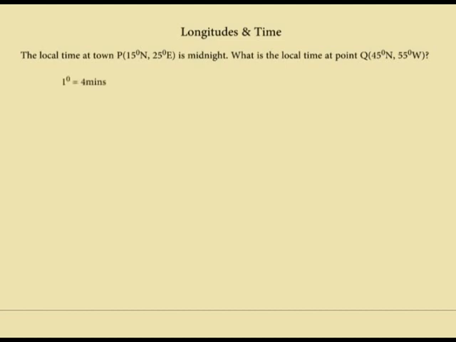The angular distance, one is in the east and the other in the west, so we add the angles. 25 plus 55 will give us 80 degrees. The time difference, 80 times 4 gives us 320 minutes. That is equivalent to 5 hours, 20 minutes. Q is behind P in time, and so we subtract. 12 minus 5 hours 20 minutes will make it 6:40 p.m.